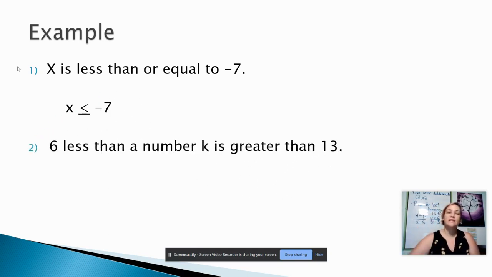In this problem, it says 6 less than a number k is greater than 13. 6 less than a number k is greater than 13. Now, this one's a little bit confusing because it actually has two phrases that seem like they should be inequalities. But we don't want to write two inequalities. We only want to have one inequality. So we got to figure out which phrase is the inequality and which phrase means something else.